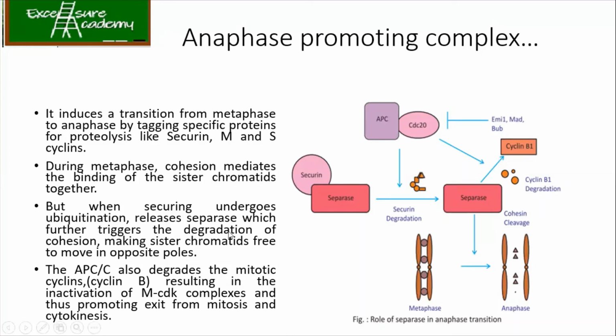So just to summarize, it induces a transition from metaphase to anaphase by tagging specific proteins for proteolysis like securin, and the M and S cyclins. Okay. Now during metaphase, cohesin mediates the binding of the sister chromatids together. Now when this gets activated, your securin will go for ubiquitin degradation, and separase will become active, right? So that then it is going to degrade the cohesin. Same thing. I'm just skipping now.